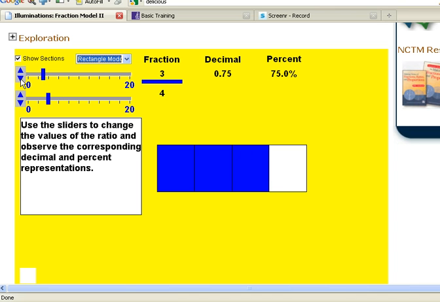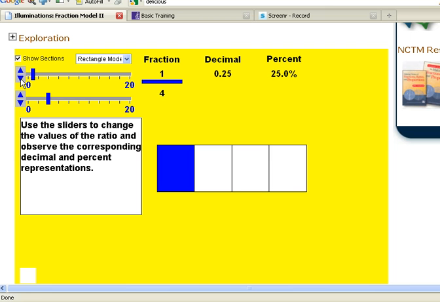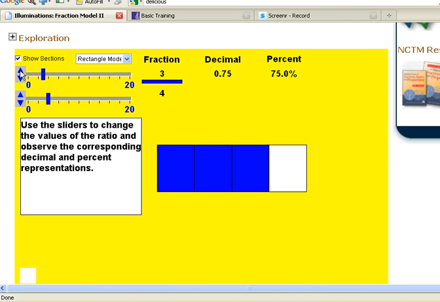If I reduce the number of parts that I have, I might reduce it to 2 or even down to 1. My numerator changes when I change the number of parts that I have. Let's put it back up to 3/4. If I increase my denominator, increase this 4 to 5, for example, now we see that my whole is divided into 5 parts instead of 4 parts.